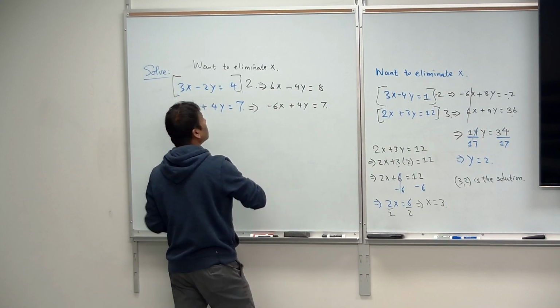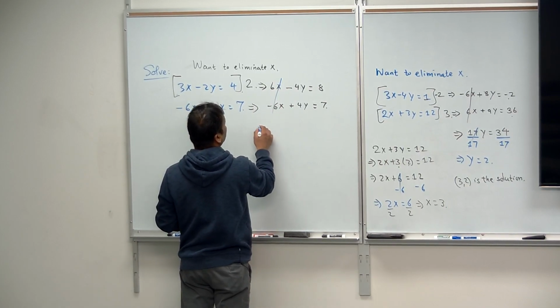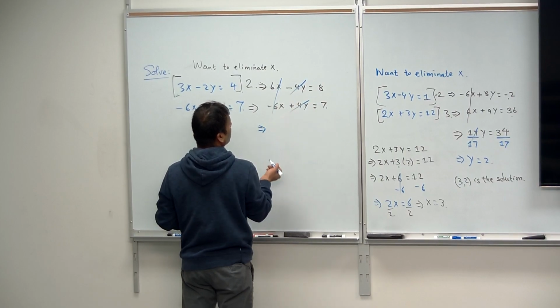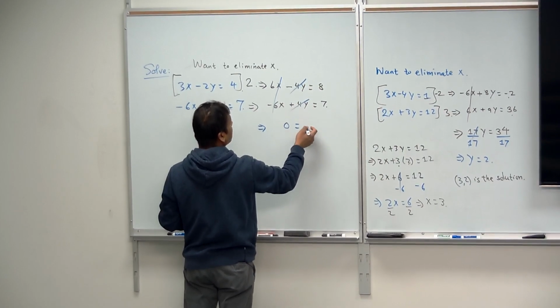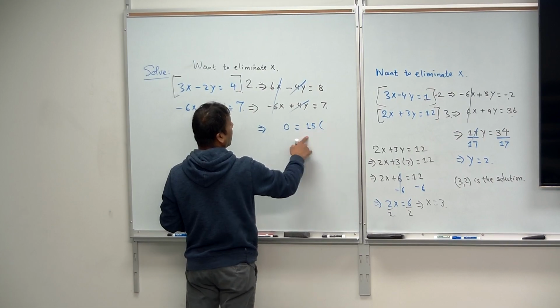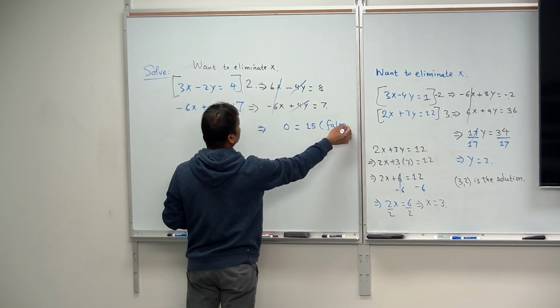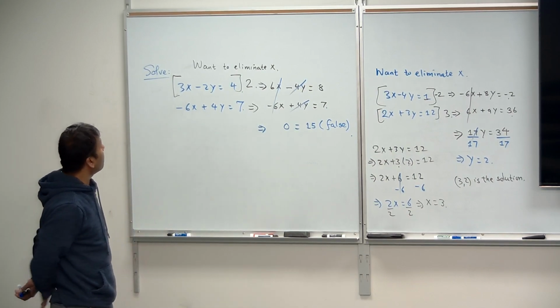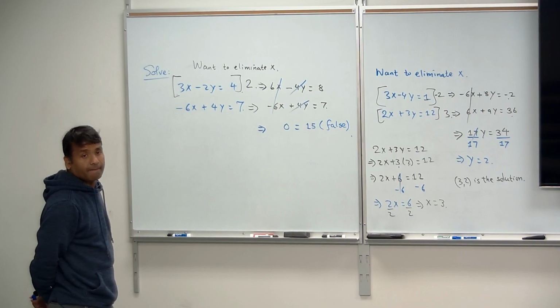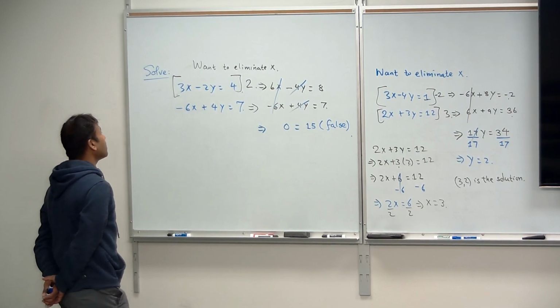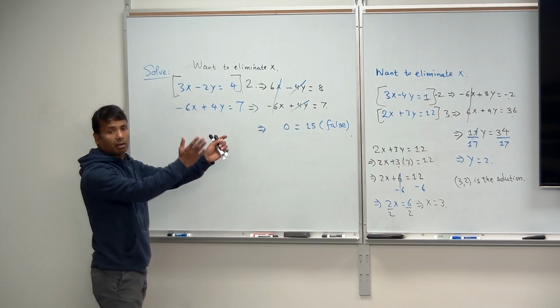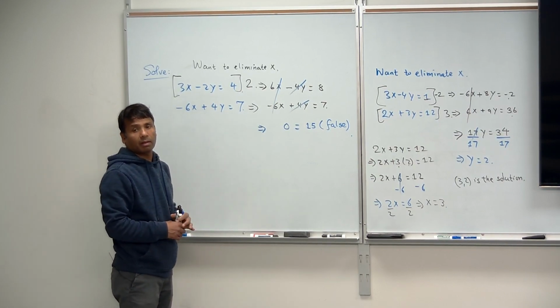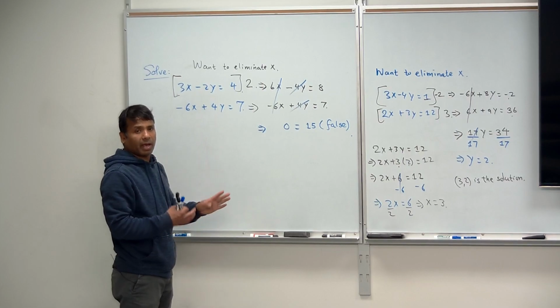So now the 6x and negative 6x, you cross them out, and the negative 4y and 4y, you cross them out. So you got 0 on the left side equal to 15. What happened here? Is this true or false? This is false. So it doesn't have a solution. In fact, these two equations, if you graph them, they are parallel. They have the same slope, but they are parallel. Does that make sense?